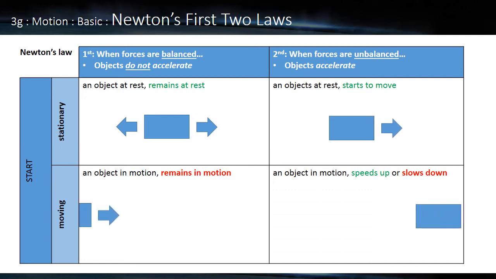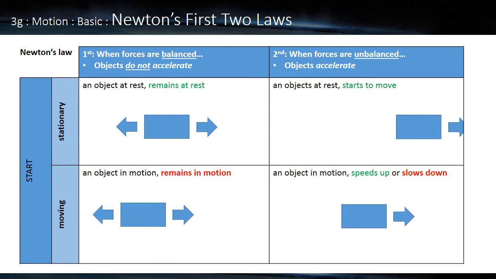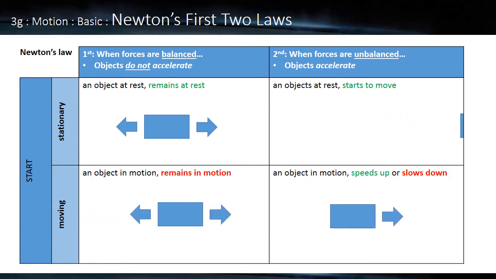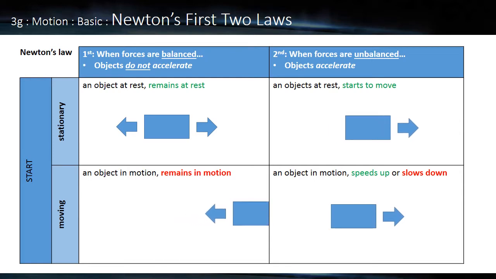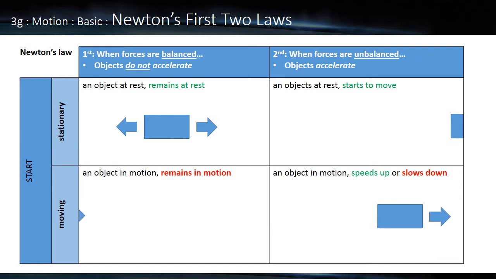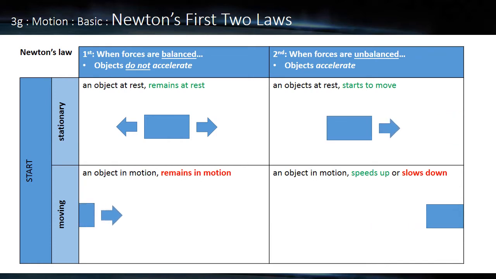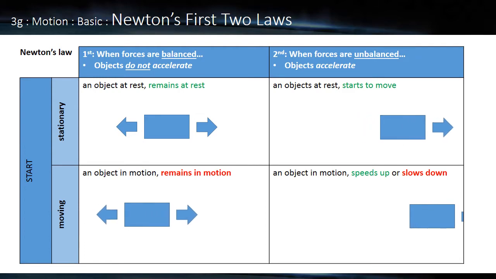This is Unit 3G. It deals with Newton's first two laws, and it also looks at how they apply to terminal velocity and skydivers in particular. So what we have in front of us is four key situations that describe the relationship between force and motion. Now Sir Isaac Newton came up with three key laws, and we deal with two of them here.